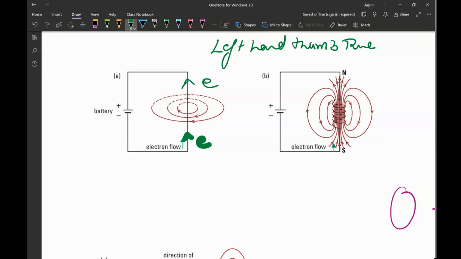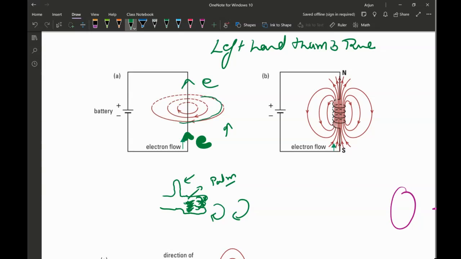All right, so what I'm going to do is place the thumb of my left hand. This is my hand, and I'm going to try and draw the picture as much as I can. This is my left hand, and the thumb will point in the direction of the flow of electrons, and then I'll start curling my fingers. This is my palm, not the back of the palm. Now I'll curl the fingers. In which direction will the fingers be curled? Fingers will be curled in this direction.